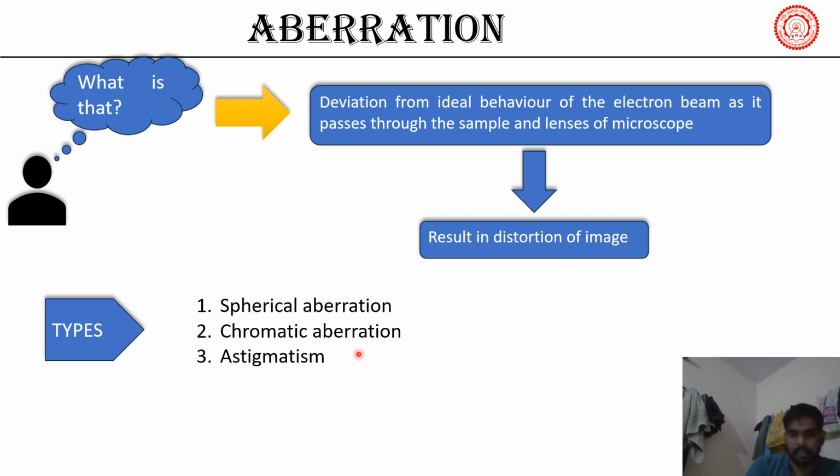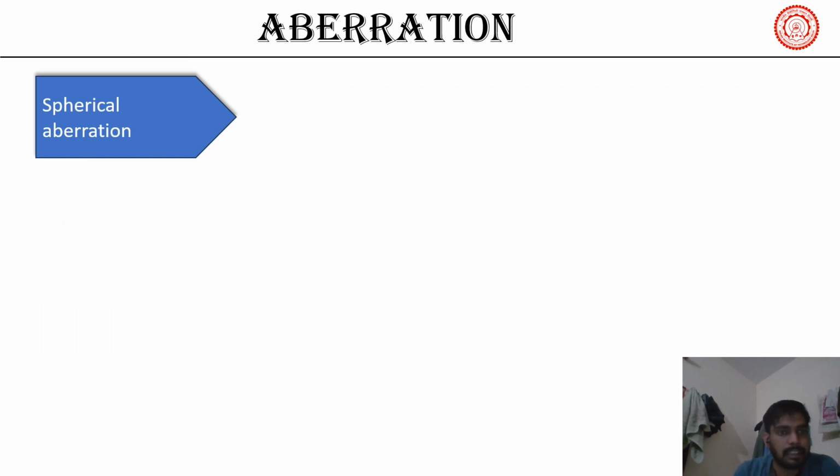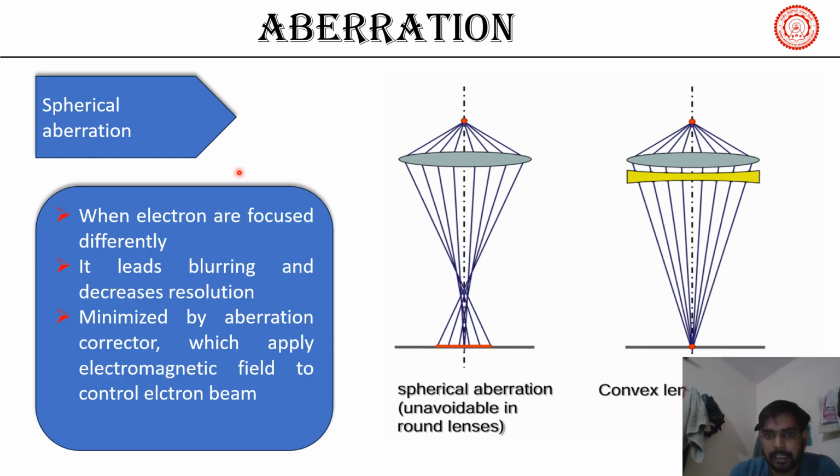Now we have to discuss these aberrations one by one: how they are generated, what their impact is on the images, and how they are removed. So coming to the first one, spherical aberration. We have seen why it is generated: it is generated when electrons are focused differently.